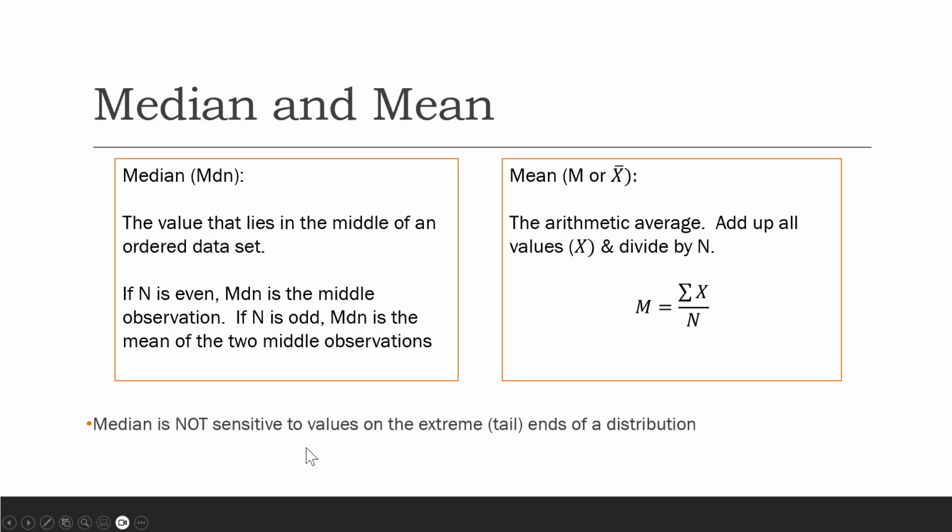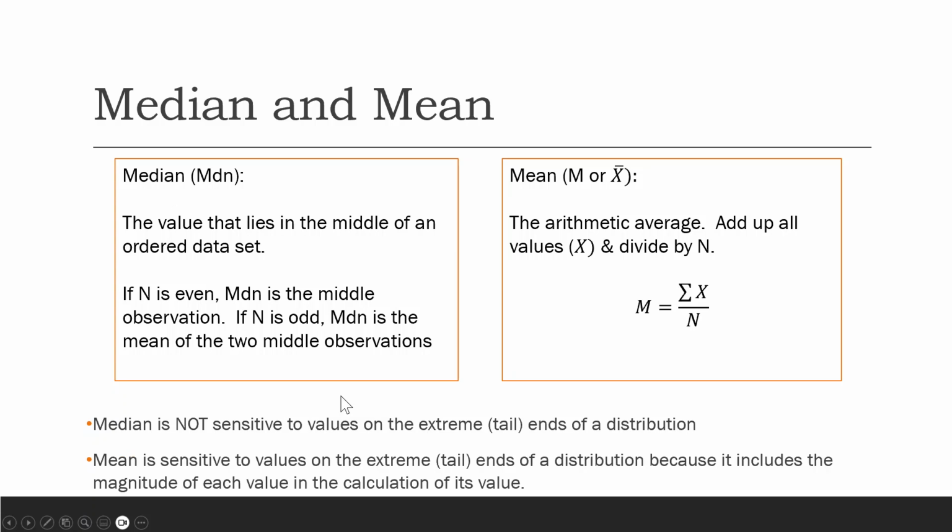The values of the median only have to do with the positioning, right? It's not actually calculated in your median. So our mean is sensitive to values on the extreme tail ends of a distribution because we actually use the magnitude of those values in that calculation.